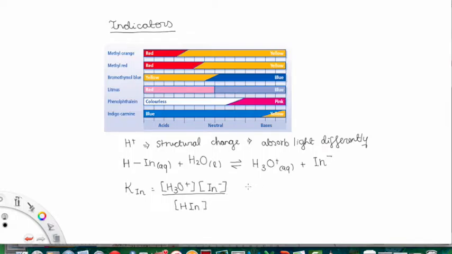So the end point, which is the point at which the colors change, in this case is going to be here. For methyl red, the end point would be here. For bromothymol blue, it would be here, etc. The point at which the color change occurs is going to be when the concentration of HIn is equal to the concentration of In minus.